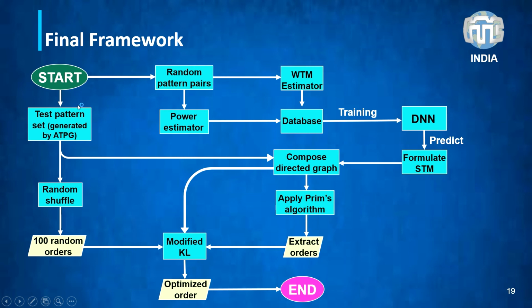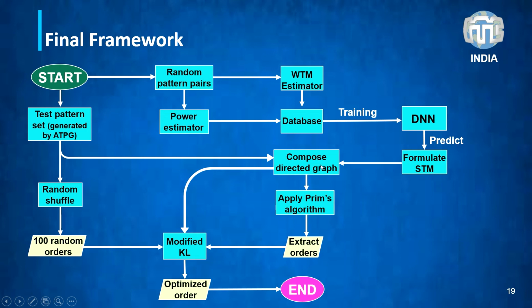So the overall framework looks like this. We'll start with generating a set of test patterns using any ATPG and some other random pattern pairs. These pattern pairs will be run through the power estimator as well as the WTM estimator. So for each pattern pair we'll have a WTM value and one power value, and these will be stacked up against each other to create the database. This database will be used to train the DNN, and the DNN will predict all the power values, which will help us to formulate the STM much faster than before, because we are using a predictive system instead of the simulation based technique.